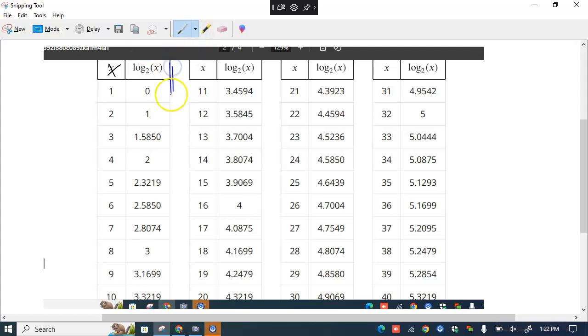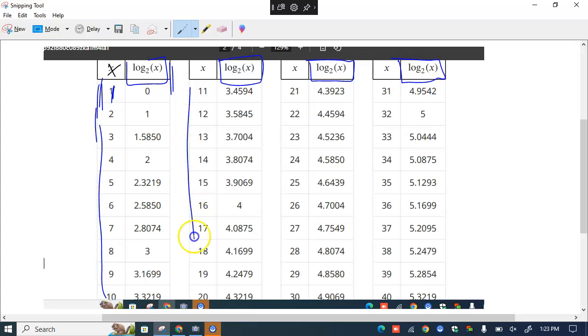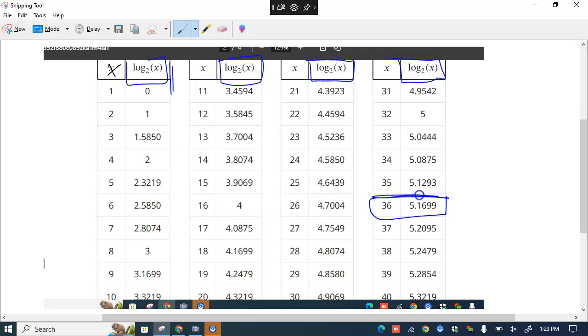Every second column, you'll see there's a log, and the base used is 2. So the first column, you'll see the numbers go 1, 2, 3, and so on: 1 to 10, 11 to 20, then 21 to 30, 31 to 40. So these are the 4 columns. All we are supposed to do is figure out what each of these means. Let's see, just to make sense of it. What does this basically mean?